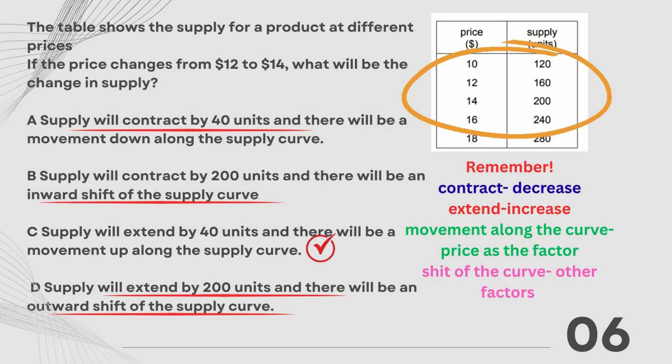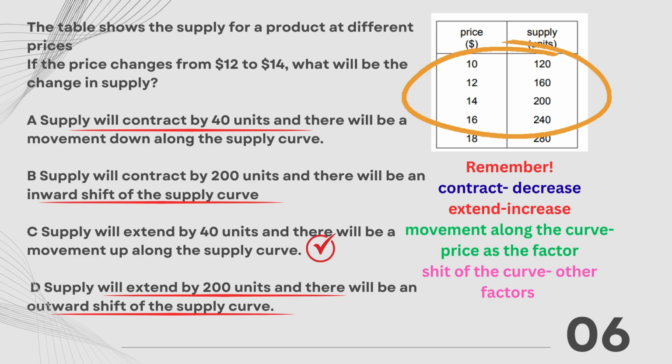Option letter B, supply will contract by 200 units and there will be an inward shift of the supply curve. Why is option letter B wrong? Number one, the supply does not really drop by 200 units. It doesn't decrease, it actually increases. And the word is shift. So take note of the word shift. A shift of the curve happens when something other than the price changes.